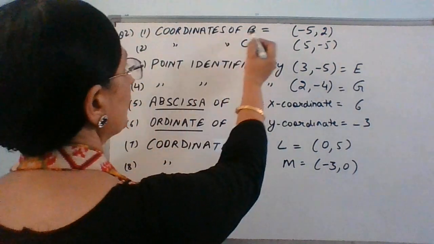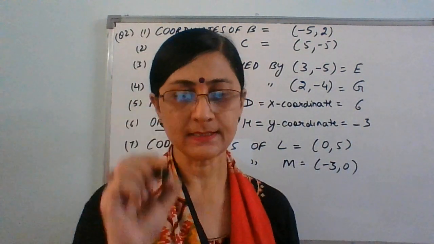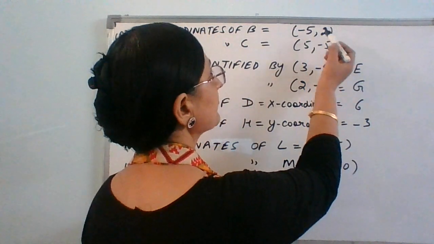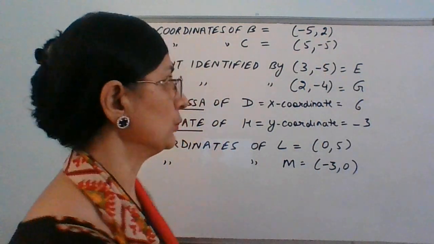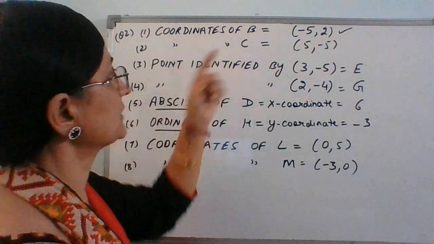So coordinates of B, right? Just see point B on the graph. Just see the coordinate value of X and value of Y. Value of X is -5 and the value of Y is 2. So the point will be (-5, 2). Similarly, you have to see the coordinates of C.